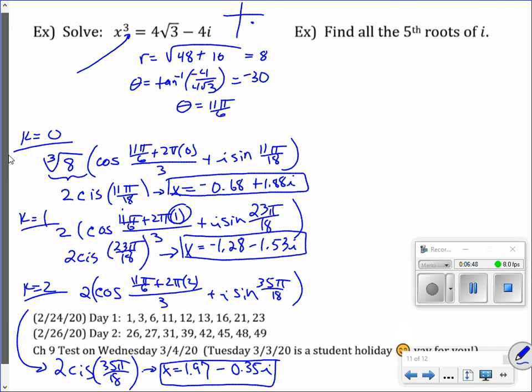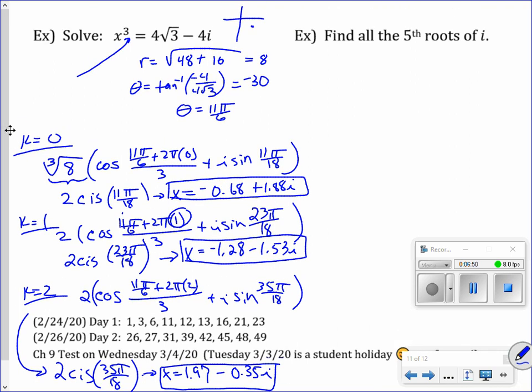Over here, I have to find all the fifth roots, so I have to do this 5 times. So, fifth roots of i. I have x to the fifth equals i, basically. So I have to figure out the r and the theta. Well, remember, i is just 0 plus i. If I graph that, it's up here at 1. So my r value is 1 and my angle is pi over 2. That's a really easy thing to figure out.